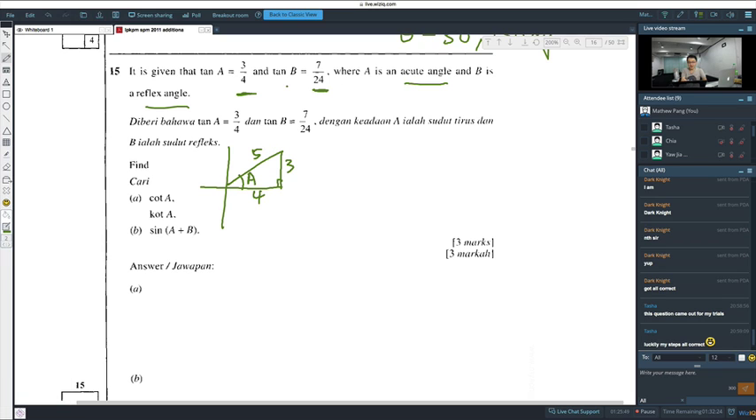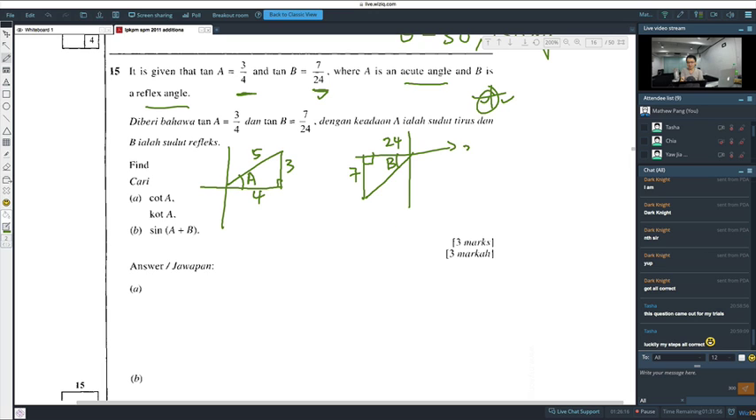Alright, then B is a reflex angle. For a reflex angle, you've got the choice of the third and fourth quadrant. But in this one, tangent is positive. Do you see? 7 over 24 is positive. Positive means third quadrant. So I will draw a triangle in the third quadrant, and I'm going to write a B here. Tangent B is 7 over 24.